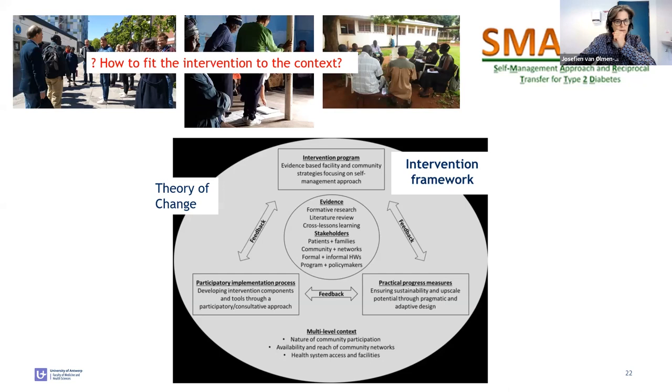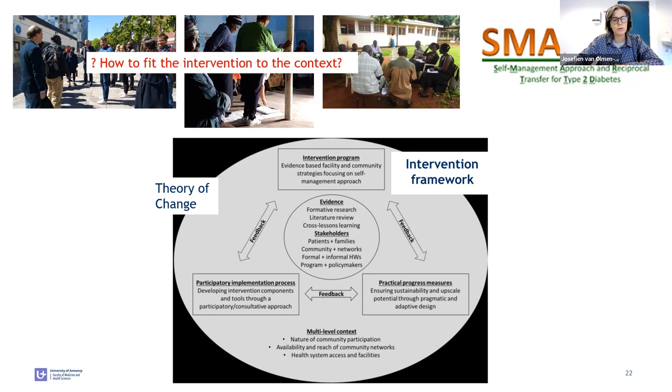So the first learning cycle was on problem clarification and theory of change development. And we had qualitative research to guide that. We came together on a common theory of change, which basically focused on the patient-provider interaction and the responsiveness of the health services and how they influenced involvement of patients and the opportunities for self-management. And that also revealed the opportunities and threats for a potential intervention.